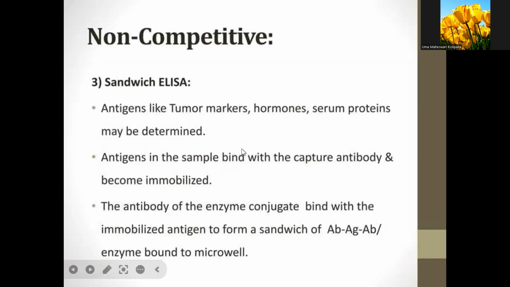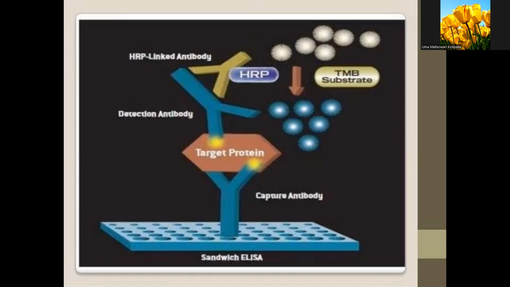Non-competitive ELISA, sandwich ELISA. Antigens like tumor markers, hormones, and serum proteins may be determined by using this sandwich ELISA. Antigens in the sample bind with the capture antibody and become immobilized. The antibody of the enzyme conjugate binds with the immobilized antigen to form a sandwich of antibody, antigen, antibody, and enzyme bound to the microplate. So this is sandwich.